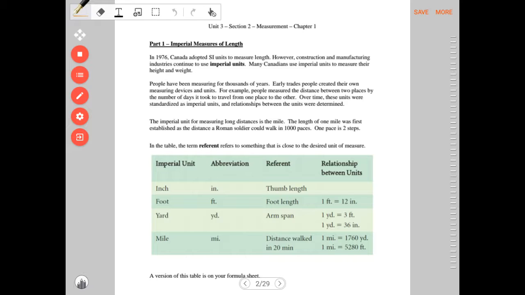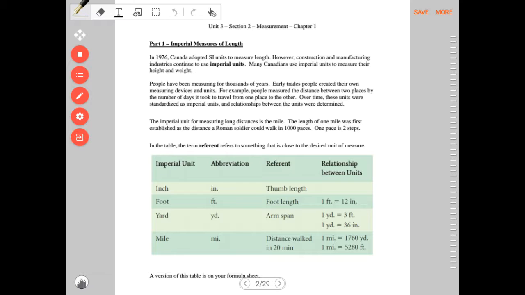Part 1, Imperial Measures of Length. In 1976, Canada adopted SI units to measure length. However, construction and manufacturing industries continue to use imperial units. Many Canadians use imperial units to measure their height and weight.